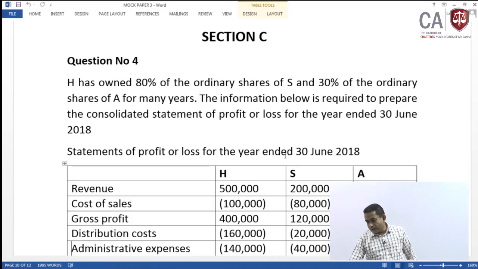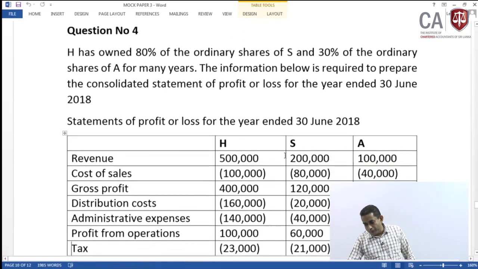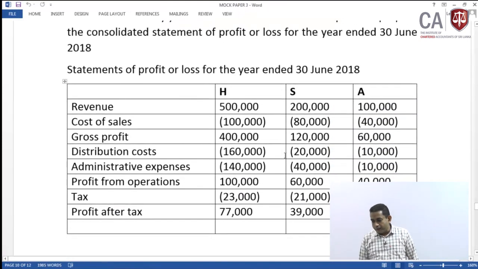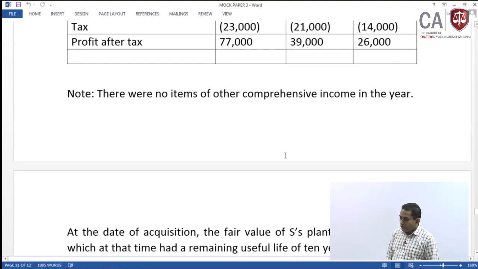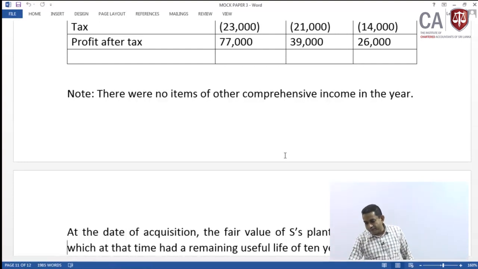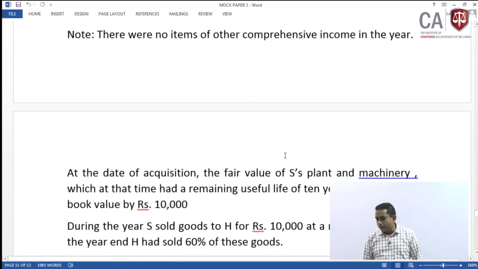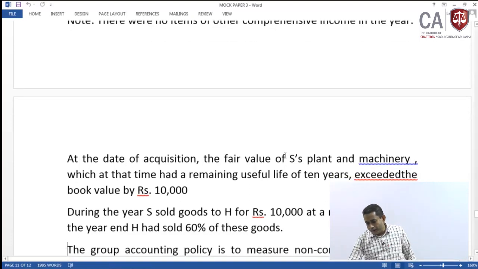Revenue given, cost of sales given, gross profit given, distribution costs given, administrative expenses given, profit from operations given, tax given, profit after tax given. There were no items of other comprehensive income in the year. At the date of acquisition, the fair value of S's plant and machinery, which at that time had a remaining useful life of 10 years, exceeded the book value by 10,000 rupees.